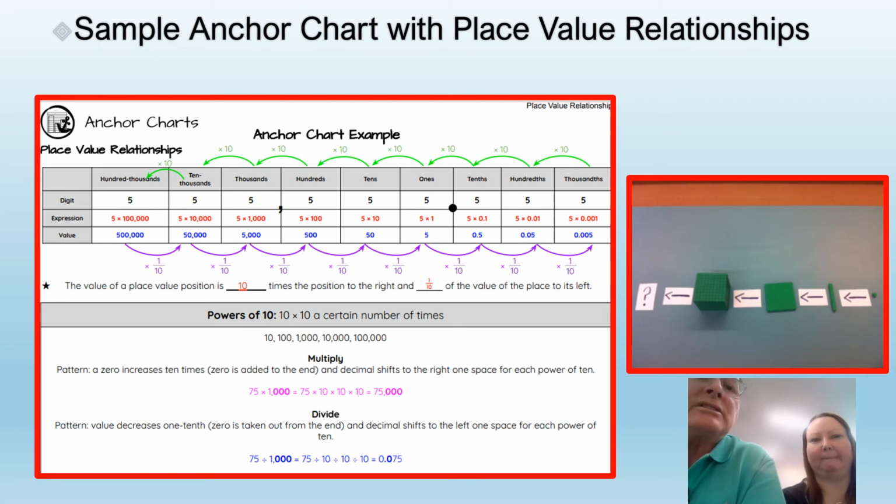So as students are building their understanding with concrete models of moving across multiple place value relationships, either to the left or to the right, multiplying or dividing, you want to anchor that knowledge with an anchor chart such as you see here. So if you look at the top in green, as you're moving from the right to the left, you multiply by 10. Or at the bottom, you see there, you're moving from the left to the right, you're multiplying by 1/10.